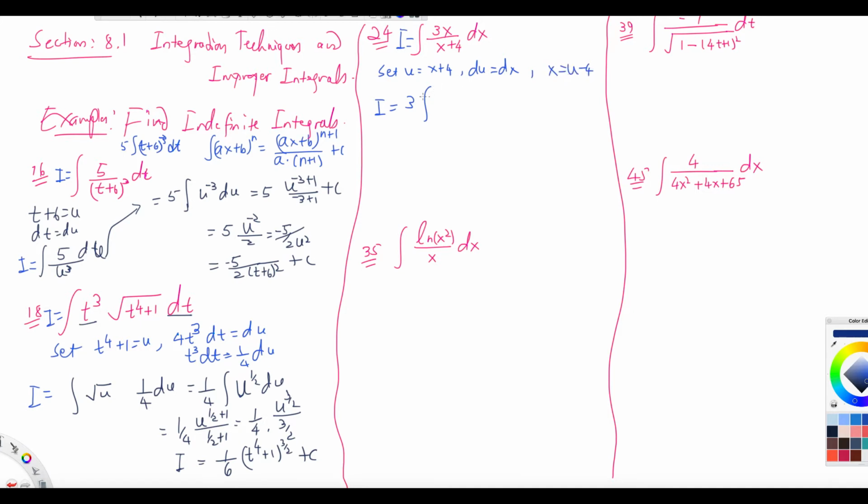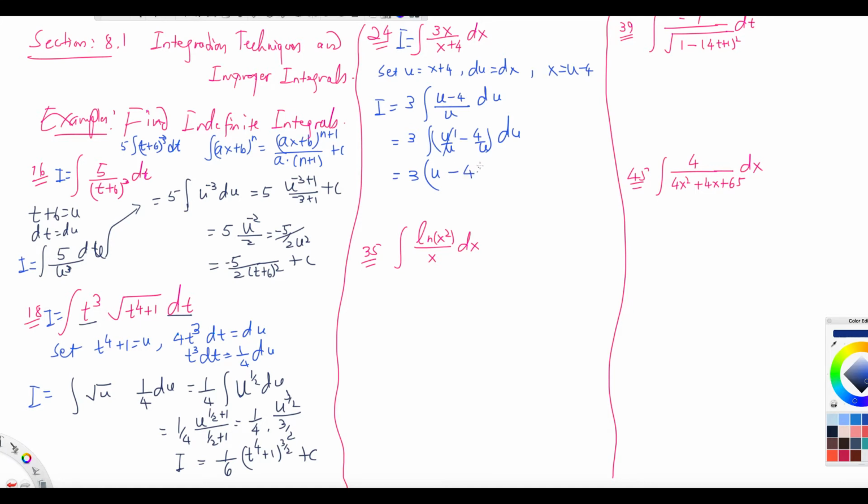If you pull 3 out, what is left is x. x is the same as u minus 4, because when you substitute u, you want to change all the x in terms of u, okay? And then du. You see that? So that will be 3 times u minus 4 over u du. What is u over u? That is 1, right? So what is the integral of 1? It's just u.